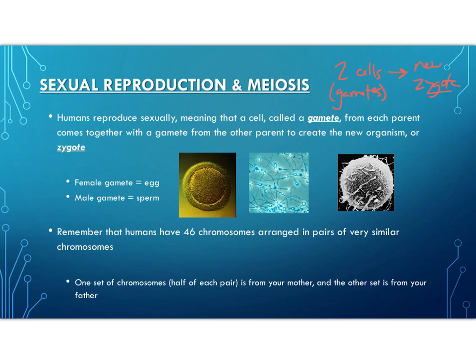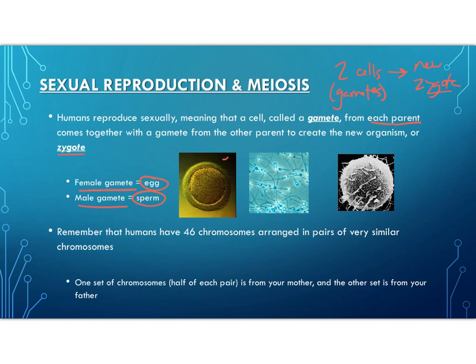Now, these two cells are called gametes. And so what you do is you get one gamete from each parent, right? And you're familiar with these things already, right? The female gamete is called an egg. The male gamete is called a sperm. And when these two gametes come together in fertilization, you form a zygote.